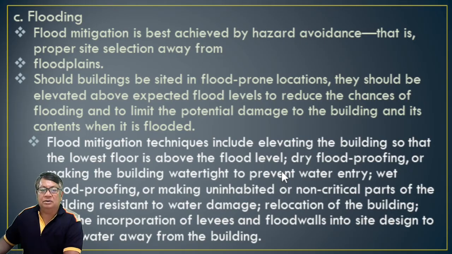Flood mitigation techniques include elevating the building so that the lowest floor is above the flood level, dry flood proofing, or making the building watertight to prevent water entry. Wet flood proofing, or making uninhabited or non-critical parts of the building resistant to water damage, relocation of the building, and the incorporation of levees and flood walls into site design to keep water away from the building.